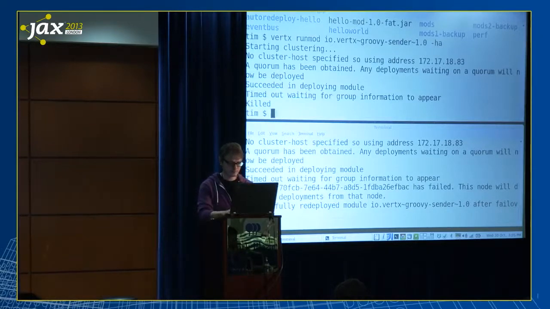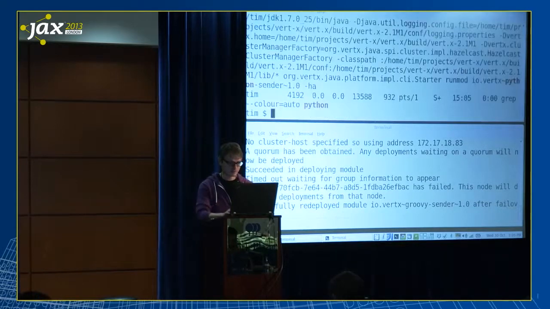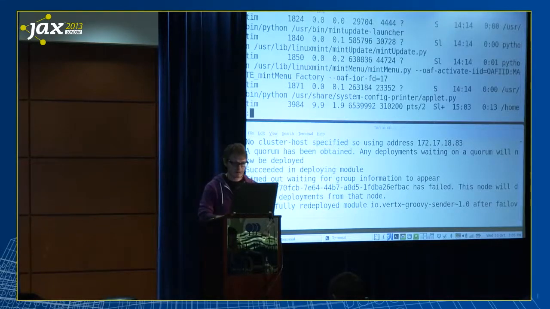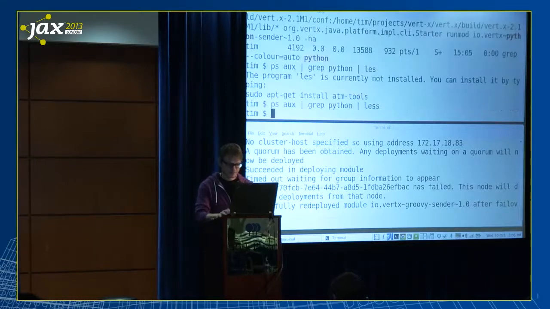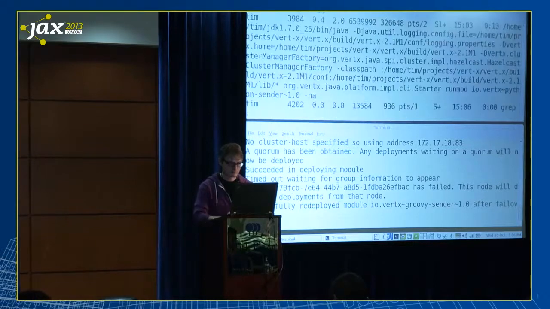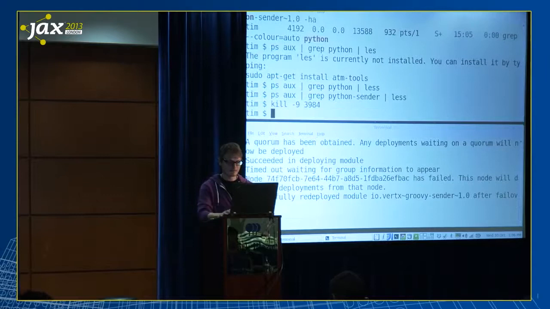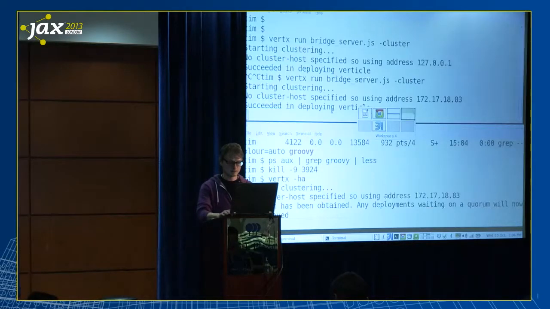Okay, so find out the process ID for that one. And that was originally the Python one, wasn't it? Python sender. Right, 3984. So let's kill that one. 3984. And you can see that node's died.